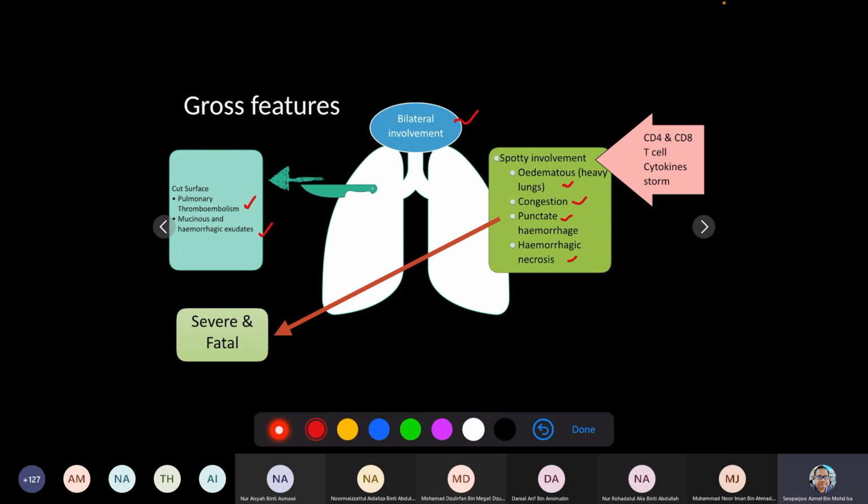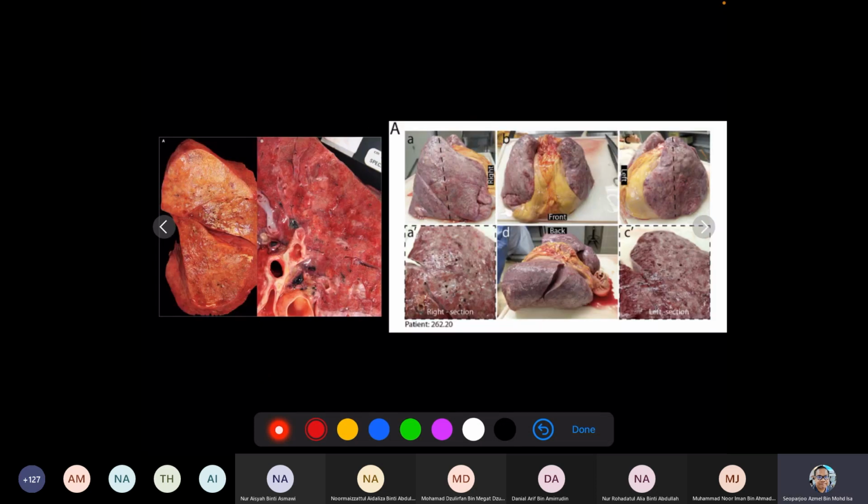And all of this is caused by the CD4 and CD8 T cell cytokine storm. All of these are caused by the T cells' actions towards the infection. Because T cells are trying to save us from this pneumonia, trying to attack the COVID-19, but in the process, it causes cytokine storms and causes all of these conditions. And usually the condition becomes severe, and usually the patient succumbs to the process. So this is how it looks like.